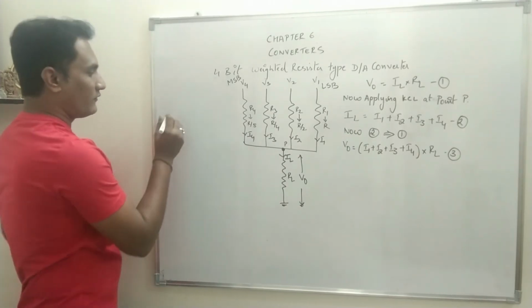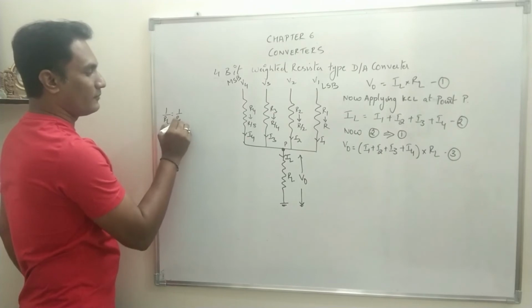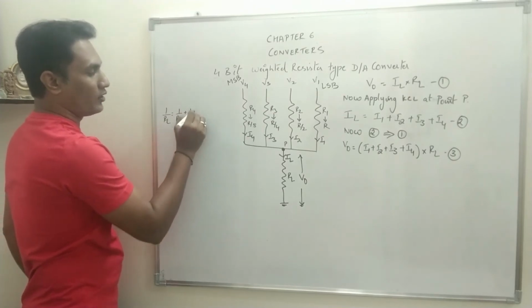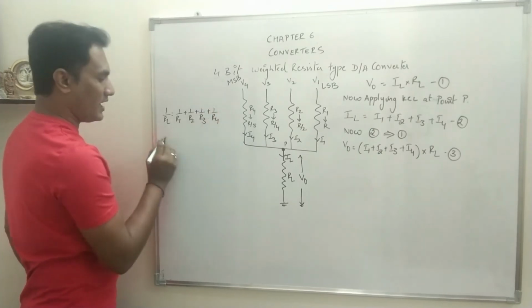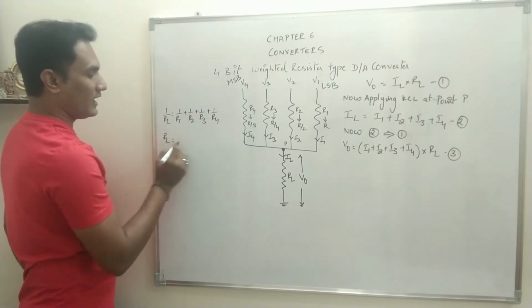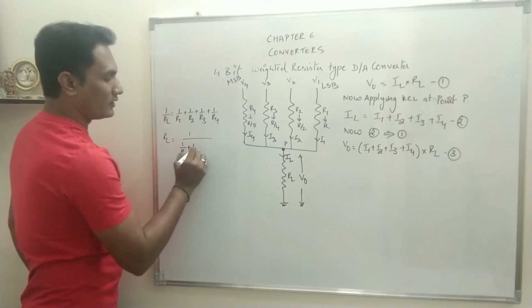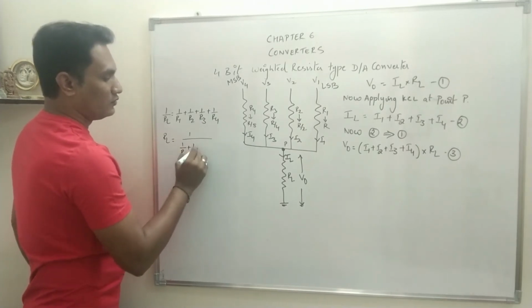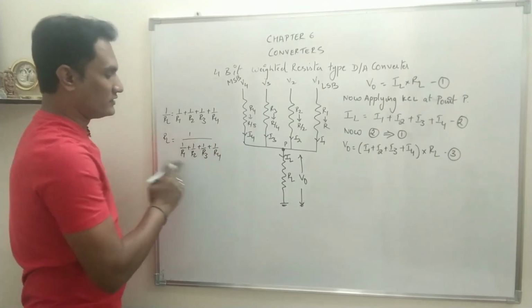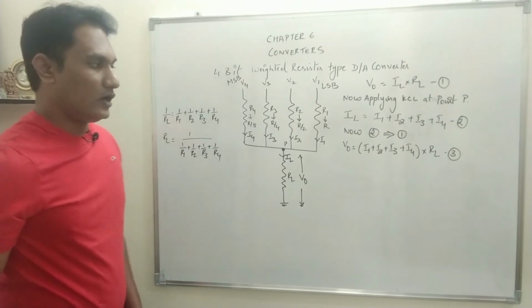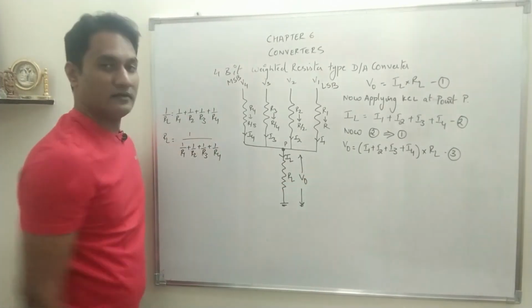And what is the formula for parallel resistance? 1 upon RL is 1 upon R1 plus 1 upon R2 plus 1 upon R3 plus 1 upon R4. And if you take the value of RL, it is 1 upon R1 plus 1 upon R2 plus 1 upon R3 plus 1 upon R4. So this is the value of RL. What I'm going to do is use this formula directly here.